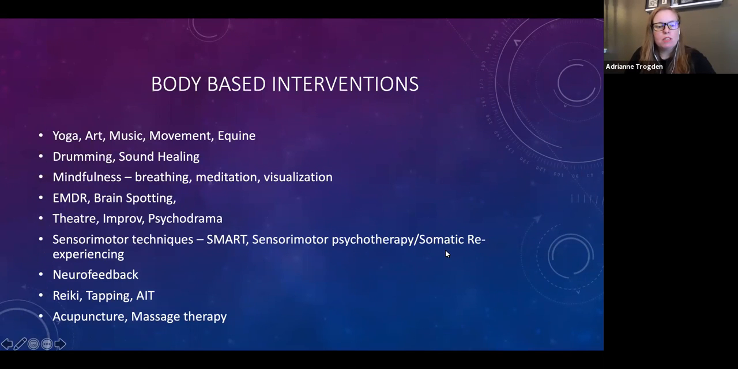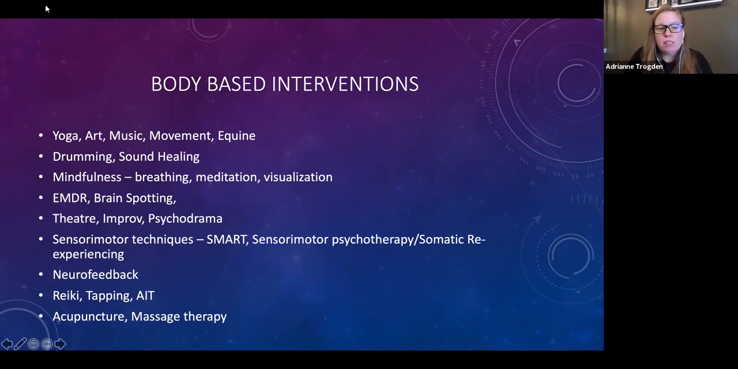So we'll start with kind of the movement of yoga. Some counselors integrate yoga into their practice, into their work. Some treatment programs have yoga classes for movement, for teaching mindfulness, things like that.